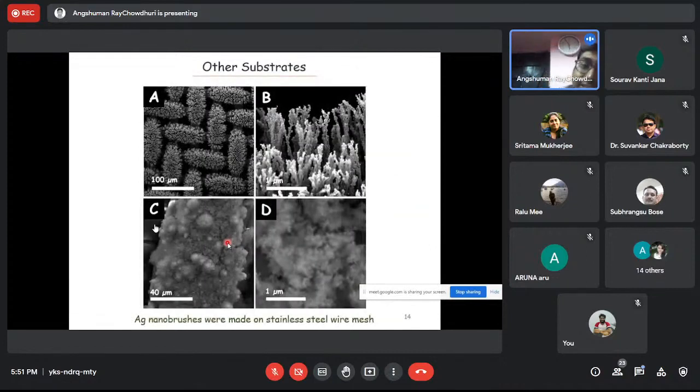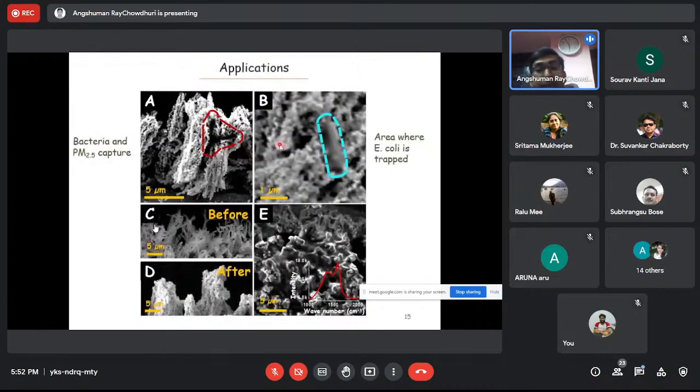Previously they sprayed these things on a copper grid. After that, they sprayed them on many other substrates, like stainless steel, wire mesh, copper mesh, and again on a carbon electrode. When the substrate is different, the morphology is a little bit different, that they have observed. So they have used these meshes for Escherichia coli bacteria trapping or some particulate matter capture.